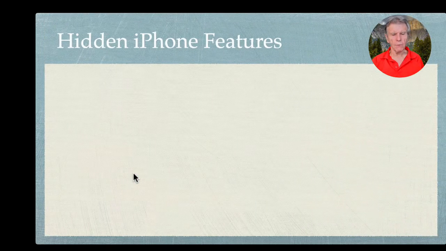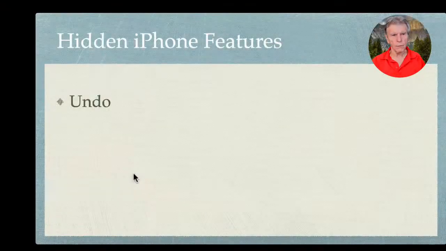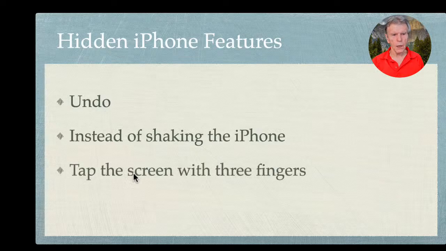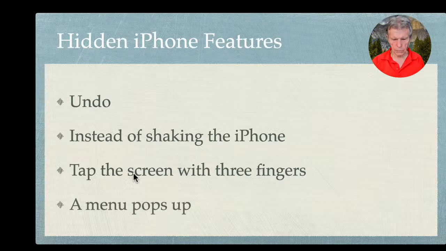Well, hidden iPhone features. Now, these are things that Apple doesn't really make it easy to find out about. I don't know why, but they do. So we're going to explore some features that you probably haven't heard about. So the first feature is, instead of shaking your phone to undo something, you can tap the screen with 3 fingers and a menu pops up. So let's see how that works.